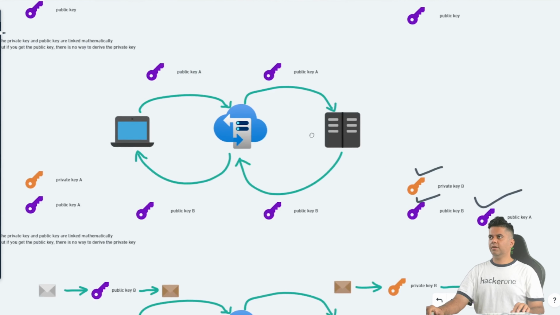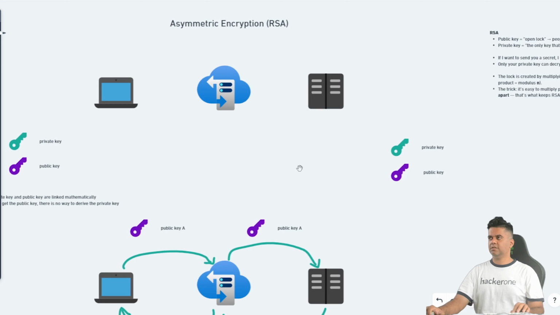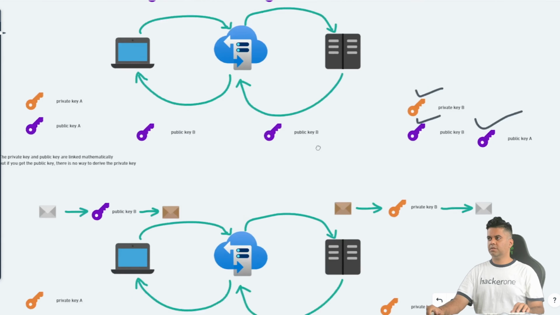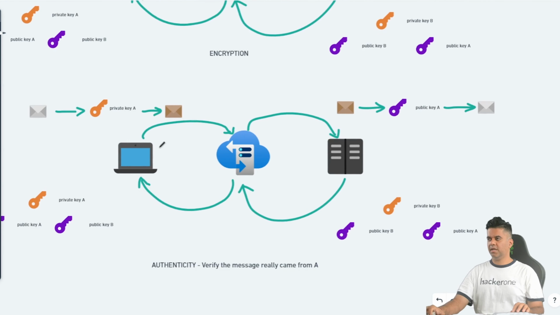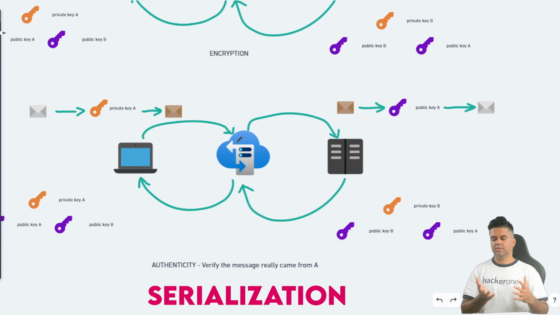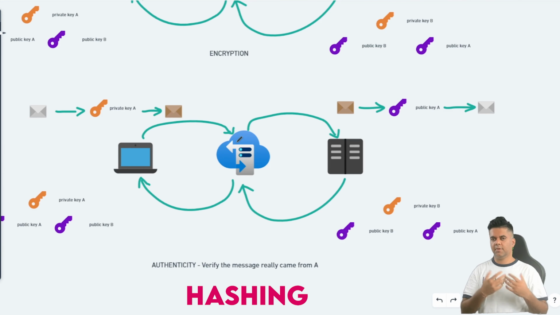So in this video, we've understood how the key exchange takes place, how asymmetric encryption works, and how you can send authenticated signed messages. By now, we're clear with symmetric encryption, asymmetric encryption, and we've also understood all the other concepts like encoding, serialization, hashing, and so on.